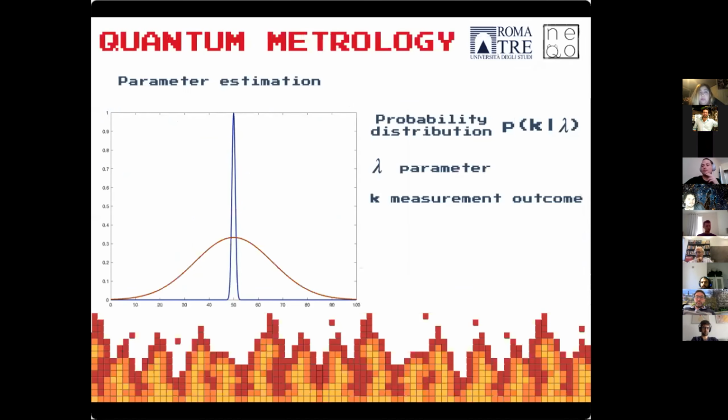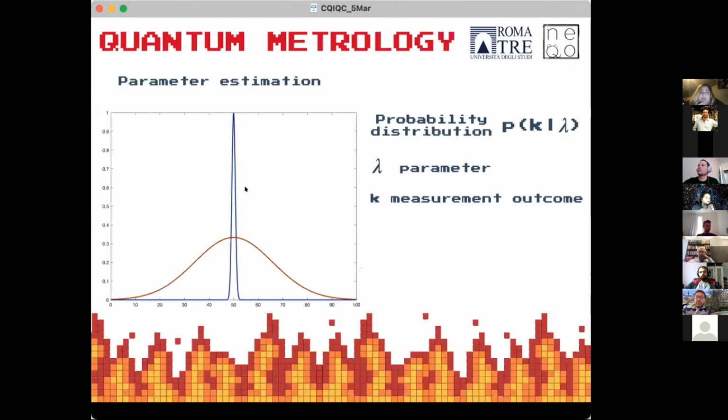And to do so, I will introduce parameter estimation. So basically, all experiments result in having to estimate a parameter. The way we do that is that we record the probability distribution of our measurement outcomes K, conditioned on having our parameter lambda to begin with. So this is how the probability distribution can look like. If the probability distribution is narrow and centered around the true value of lambda, then we have done a good experiment and our error will be small. If this is spread like the red one you see here, we will have a bigger error.